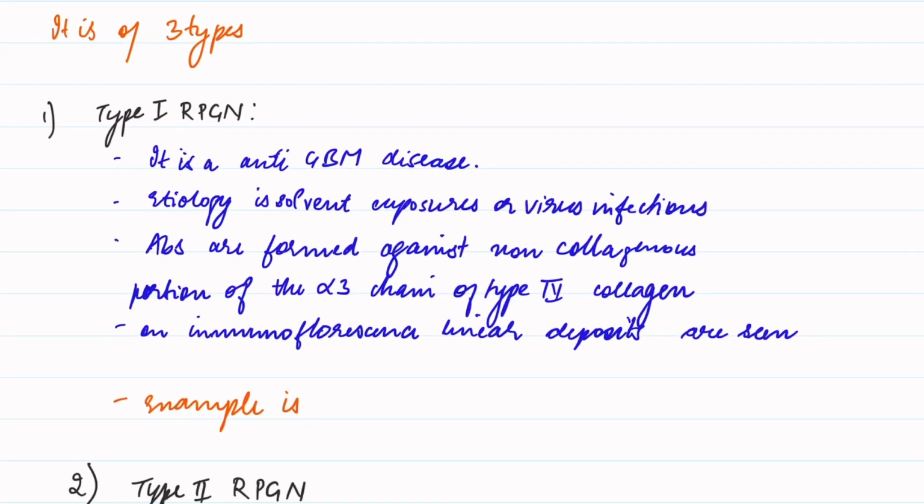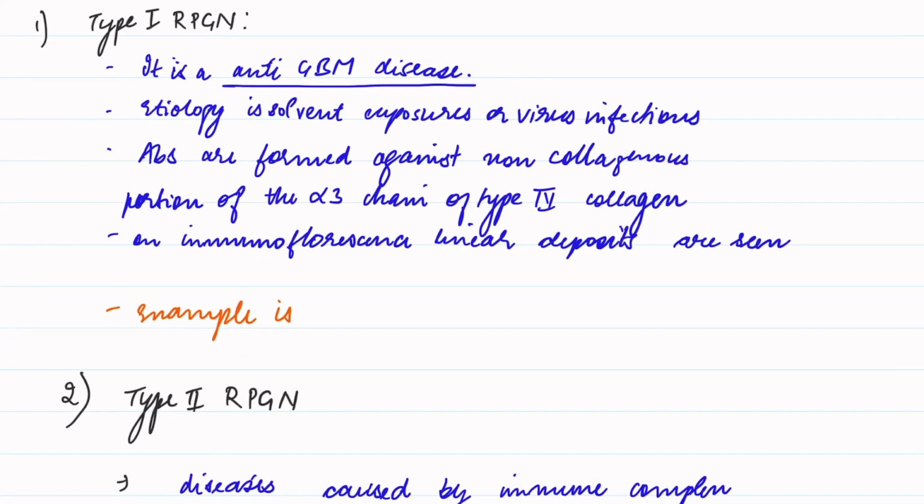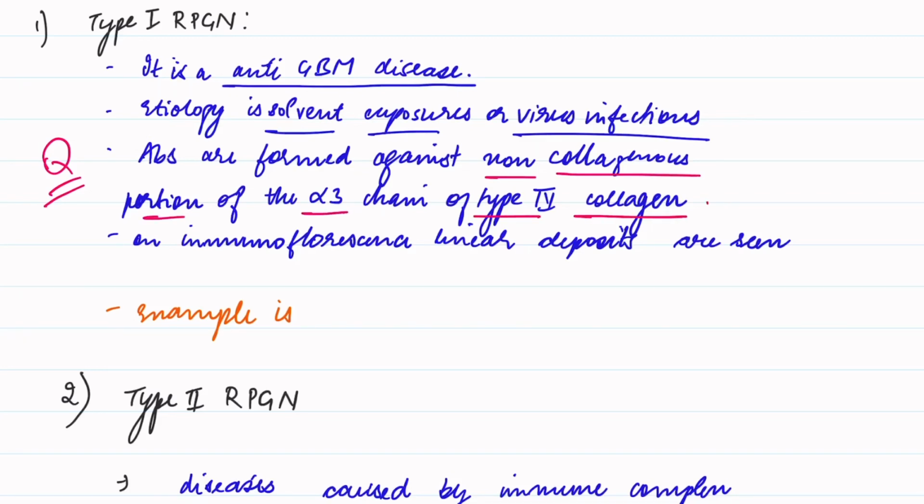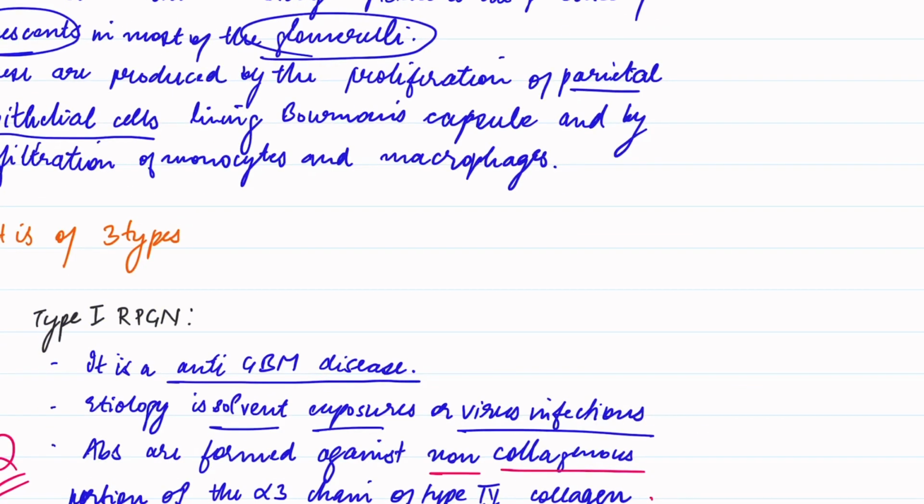Okay, now coming to the types. So type 1 is anti-GBM disease. Its etiology is solvent exposure or viral infection. Antibodies are formed. This is the question that can be asked. Antibodies are formed against the non-collagenous portion of the alpha-3 chain of type 4 collagen. On immunofluorescence, linear deposits are seen. Okay, so on immunofluorescence, linear deposits are seen.